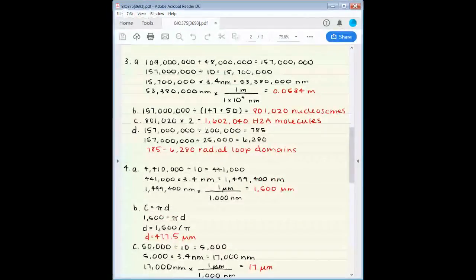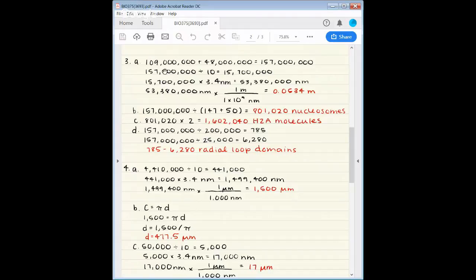So for number 3, it says suppose a translocation occurs between chromosome 14 and chromosome 21 in an individual, and it goes ahead and gives us all of the base pair lengths and everything. So I got the total base pair length from the 2 chromosomes together. Chromosome 14 was 109 million base pairs, and chromosome 21 was 48 million, so I got 157 million.